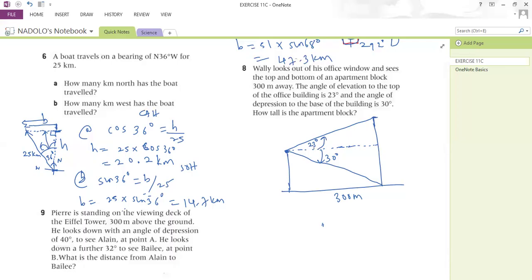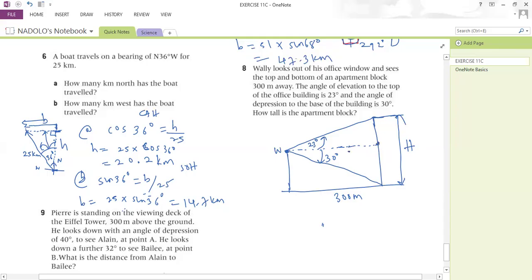Now, if we are very keen, they are looking for how tall is the apartment block. So we'll be looking for how tall is this apartment block. We'll have a big letter H to represent the height of the apartment block. Remember, from where Wally is to this point is 300 meters, and also this will be 300 meters. And remember also, from the eye level down to this point is 90 degrees. So we have already covered 30 degrees. Inside here, we still have 60 degrees.